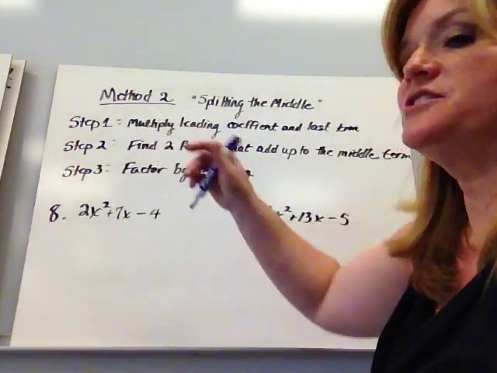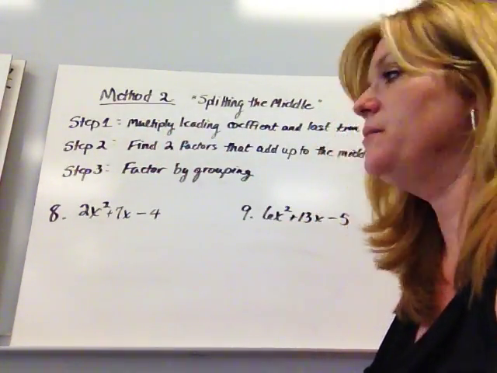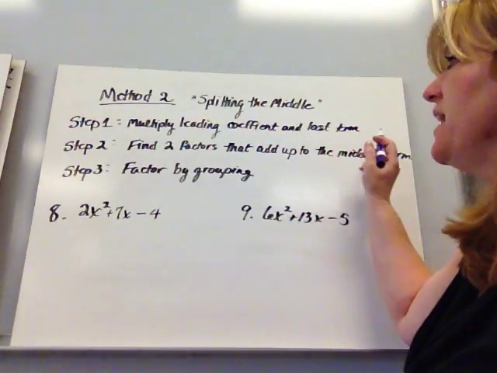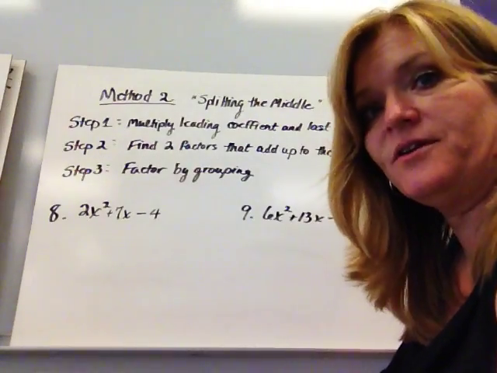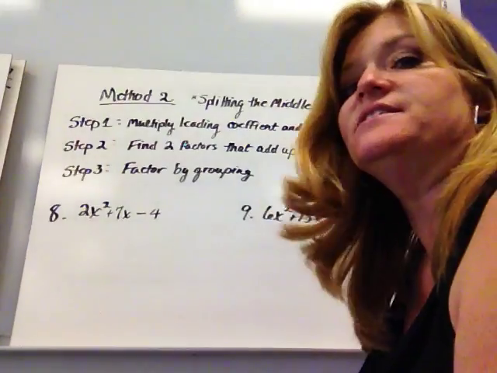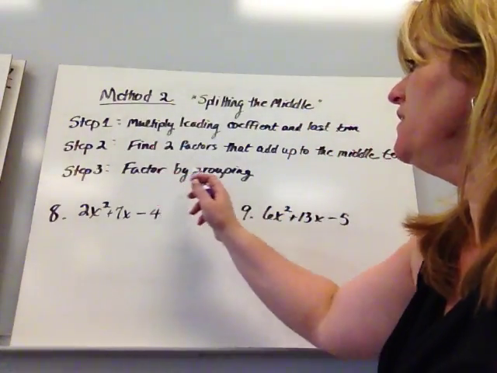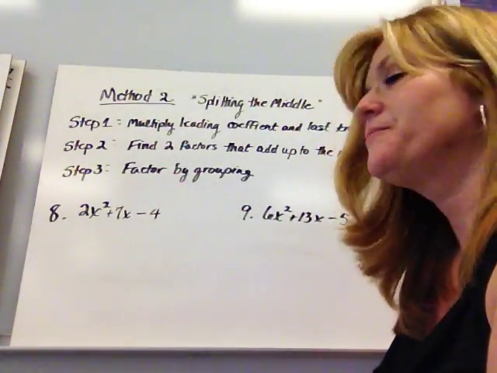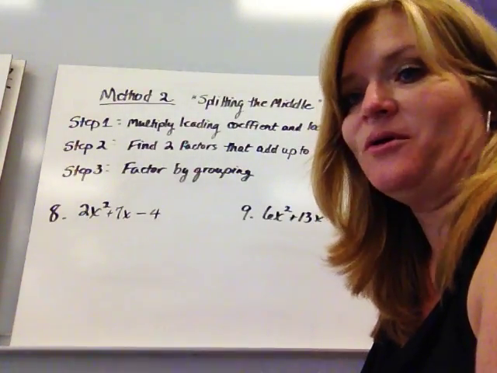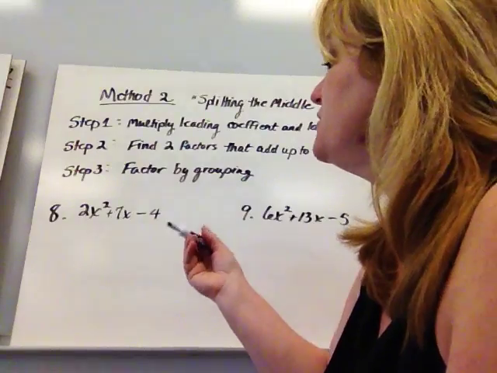First, the steps. Let's write the steps down first, and then we'll practice them, and then you'll see how they work. We're going to multiply the leading coefficient and the last term. That's a little bit different. Then we're going to find 2 factors that add up to the middle term. That's the same. Then we're going to factor by grouping. All right? So let's try this. First thing I always do, I always like to sing the hokey pokey, so let's try this. We're going to put our first term down.